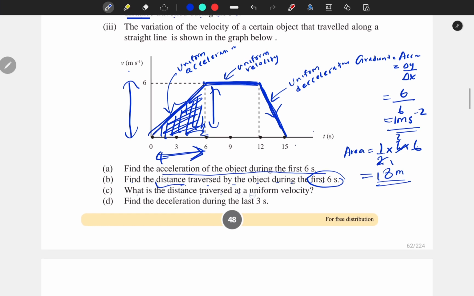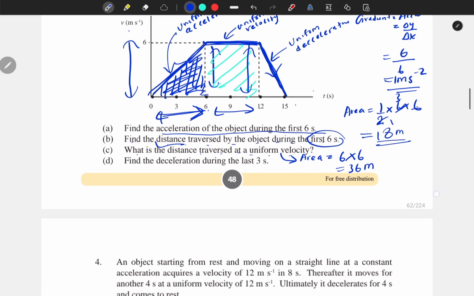What is the distance traveled at the uniform velocity? Asking about distance in here. So it is like a square, or a rectangle or whatever. If you are not sure, it's okay, but it's the area, right? Area equals length into breadth. The length part is what? 12 minus 6. What is that length? 6. This part 6 minus 0, that is 6. 36 meters. These are not science, right?